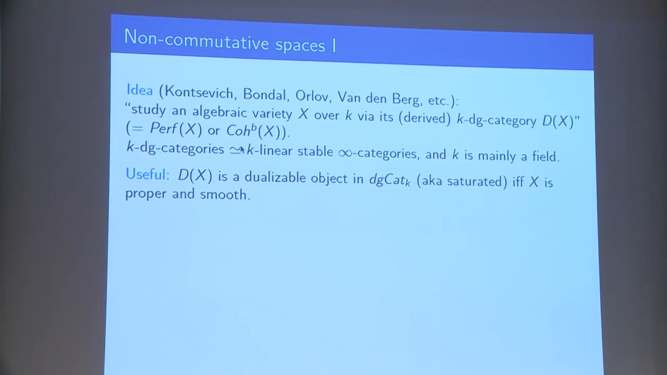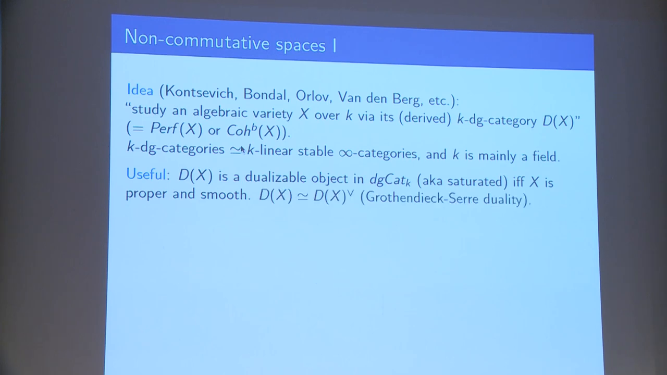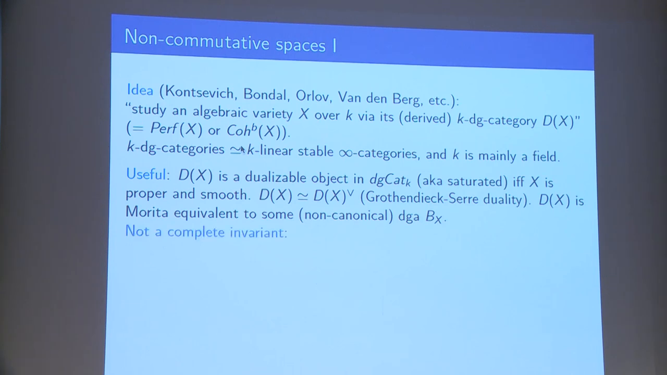This approach is useful for a number of reasons. For example, this derived category is a dualizable object in the monoidal category of DG categories if and only if X is proper and smooth. You can express in this form Grothendieck-Serre duality. And D(X) is Morita equivalent to some non-canonical DGA, differential graded algebra, B_X. But unfortunately, it's not canonical, so this is not super useful.